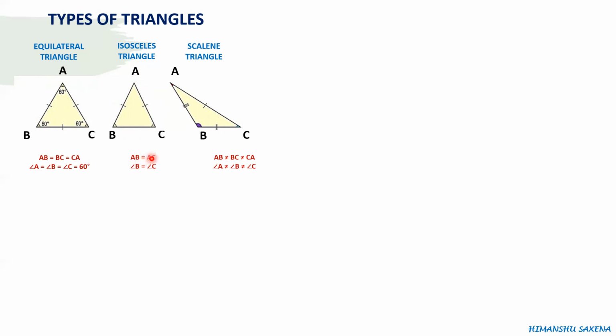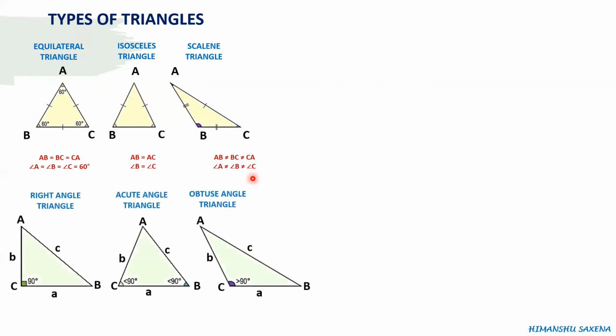So when AB and AC are equal to each other, their opposite angles will also be equal to each other. So angle opposite to AB is angle C. Angle opposite to AC is angle B. So B and C will also be equal. So B is equal to C. In a scalene triangle, none of the sides is equal to each other and none of the angles is equal to each other. Now there is another categorization of triangles based on the angles in those triangles.